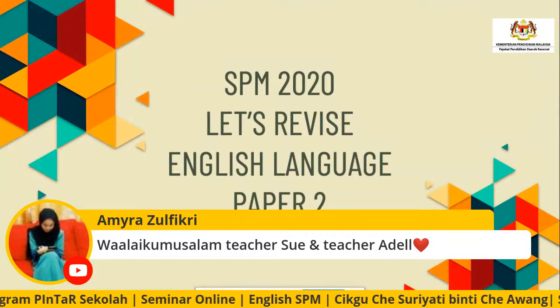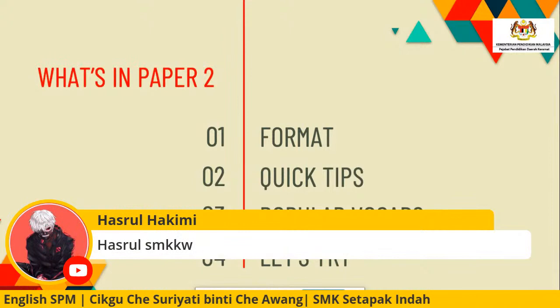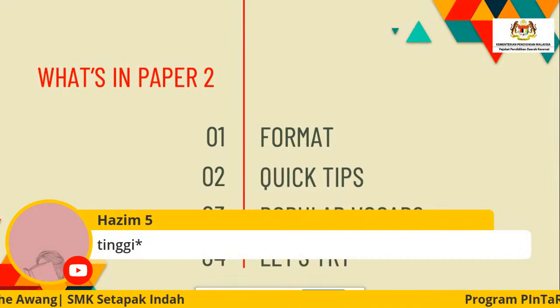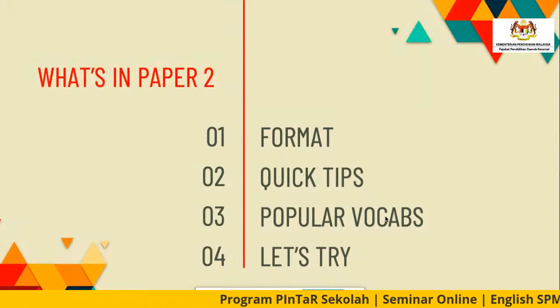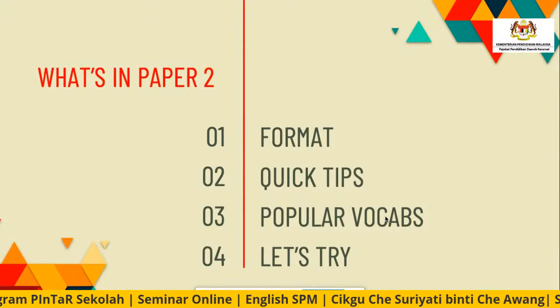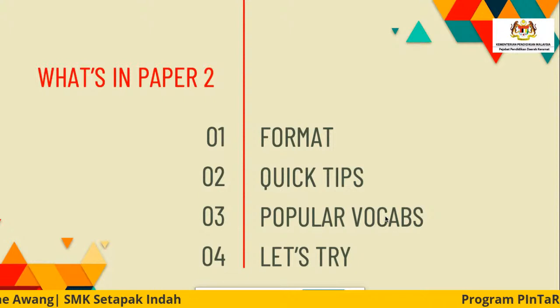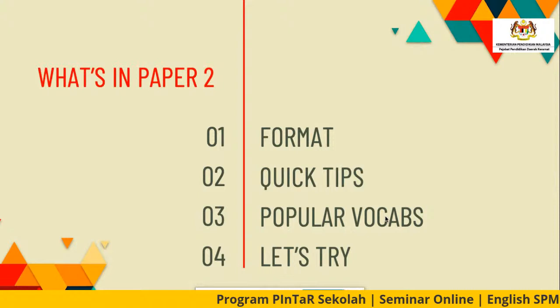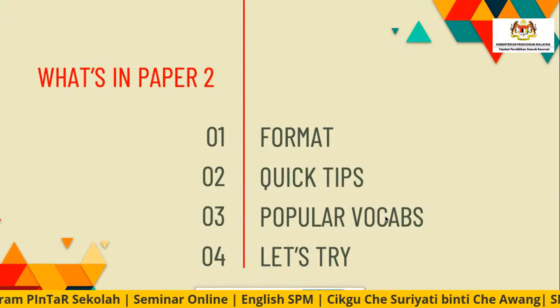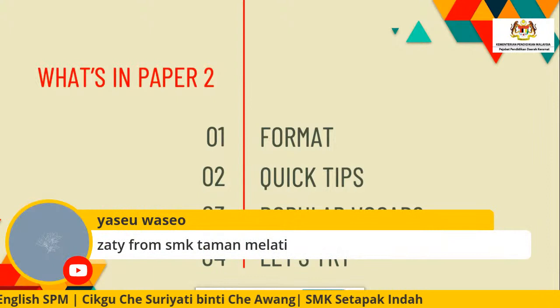Okay. So let's see what's in paper 2. We are going to look at the format for each section, and we are going to look at the quick tips on how to go about each section. We are also going to look at popular vocabs to help you understand the popular questions, the sentence patterns, the question patterns. After each format, we are going to try a few questions. We are not going to do a complete set, but we are going to touch a few questions based on previous years' papers. So bear with me. I hope you can have a paper and pen with you because I want you to answer and discuss the answers with me. So it is easier for you to understand, right?